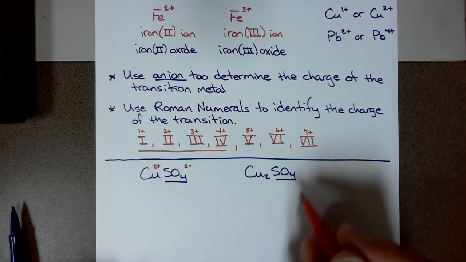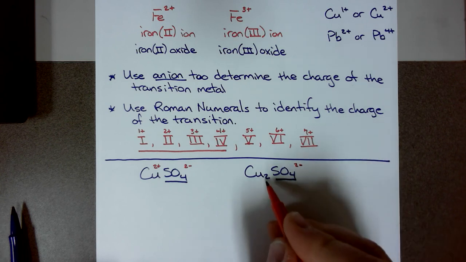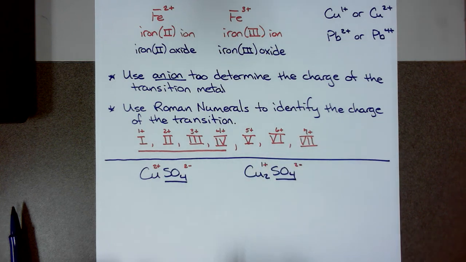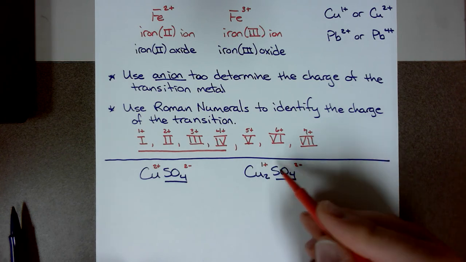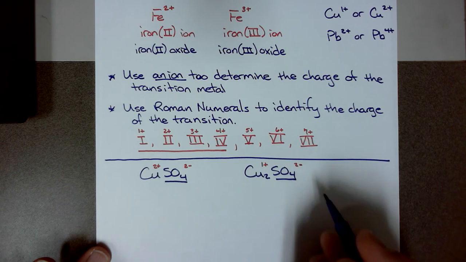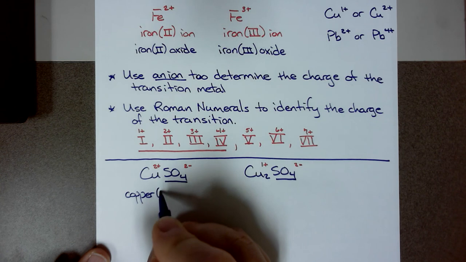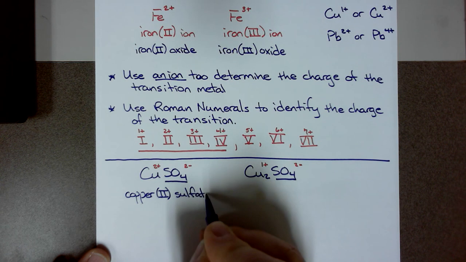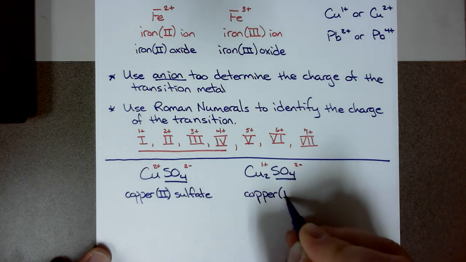And over here, we know that sulfate is a 2 minus, and since there's two coppers and it has to be a 2 plus charge to be neutral, this will be a 1 plus for each copper, because 2 times 1 plus is a 2 plus, and 1 unit times 2 minus is 2 minus. 2 plus and 2 minus is neutral. So when we name these, we would name them as copper 2 sulfate, to indicate the charge of 2 plus, and this one over here would be copper 1 sulfate.